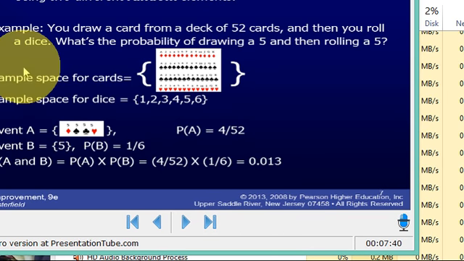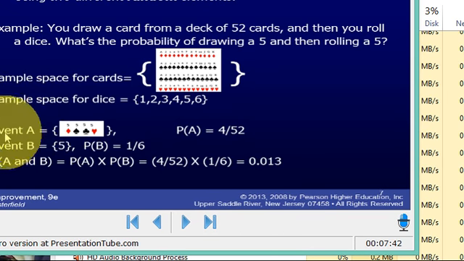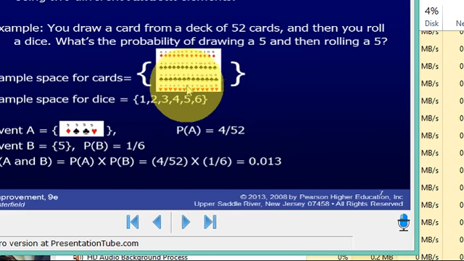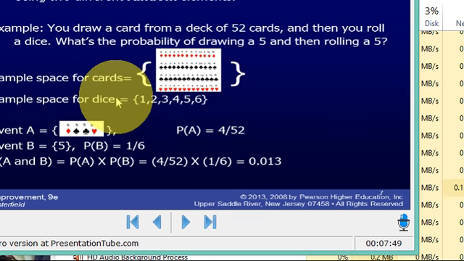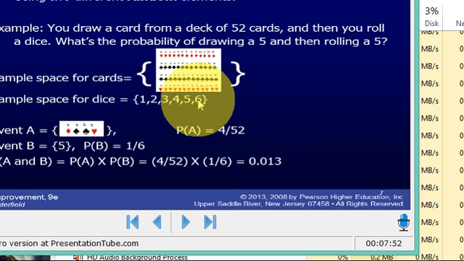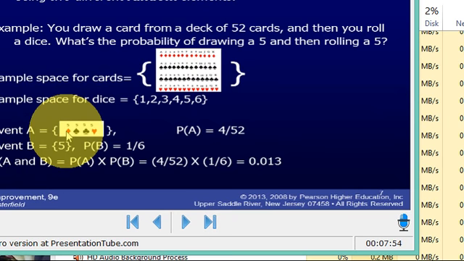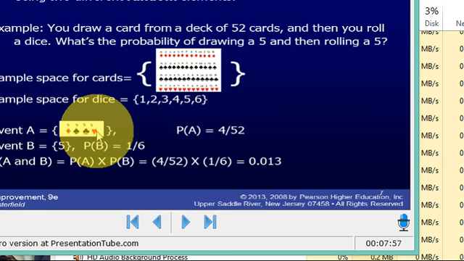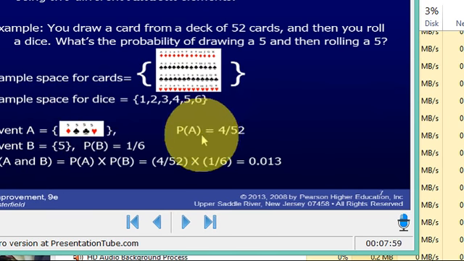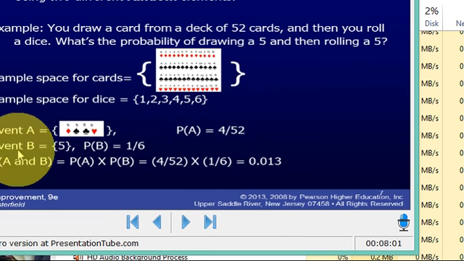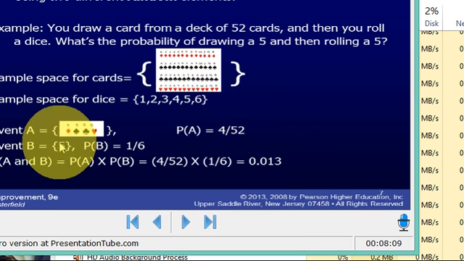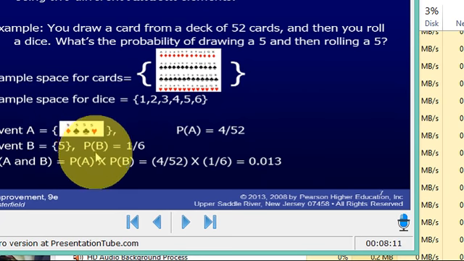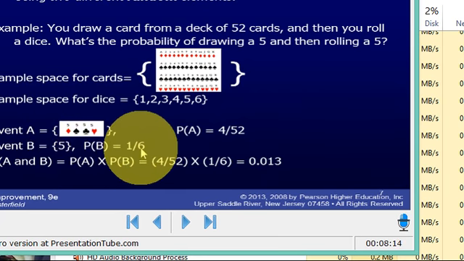So your sample spaces are totally different. The sample space for event A is the 52 cards, right? And then the sample space for event B is rolling the dice, so the 6 sides of the dice. And event A comprises the 4 fives out of these 52 cards. So PA equals 4 over 52. And this event B is this 5, the side with 5 spots, right? So it only comprises 1 outcome, and therefore PB is 1 out of 6.